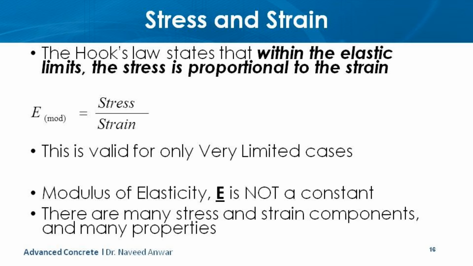Of course, on a very basic level, Hooke's law states that within the elastic limit, the stress is proportional to strain. So modulus of elasticity is equal to stress over strain, and that is the stiffness, right? Same relationship between force and deformation. If stress is force and strain is deformation, it is the same relationship of the stiffness. So we can calculate the modulus of elasticity like stress over strain. And it should be very easy, right?